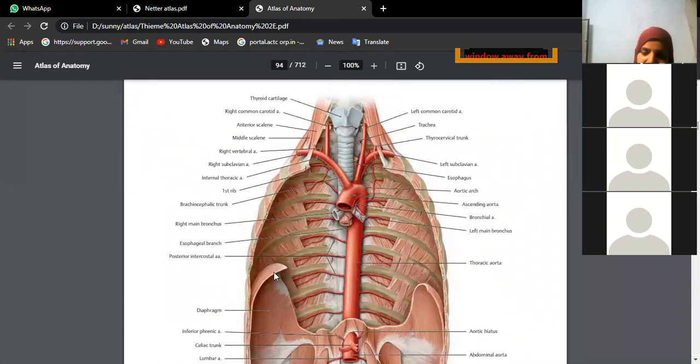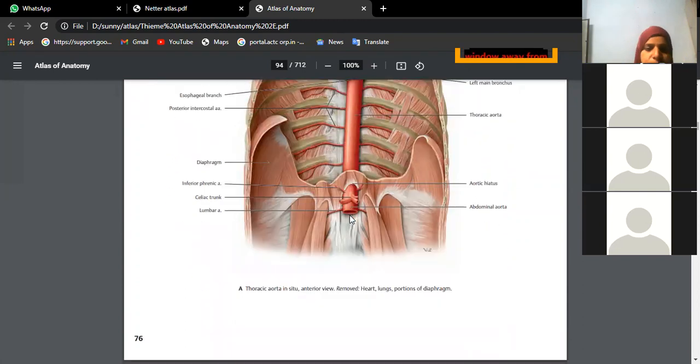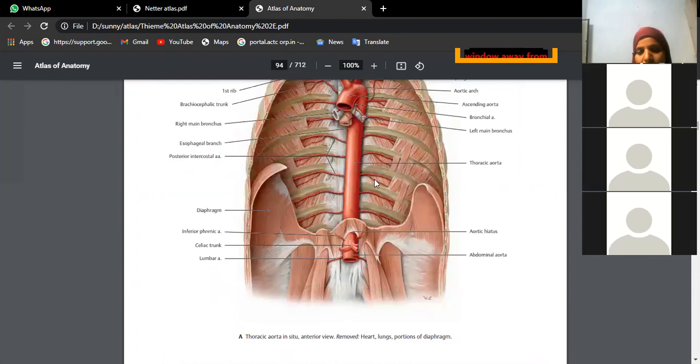See, this is the posterior mediastinum. Everything is removed. You are not finding the heart, you are not finding the lungs. So these are the structures of the posterior mediastinum: arch of aorta, descending thoracic aorta, esophagus, bifurcation of trachea. And these are the posterior intercostal arteries which come from the descending thoracic aorta. Correspondingly, we also have intercostal veins.